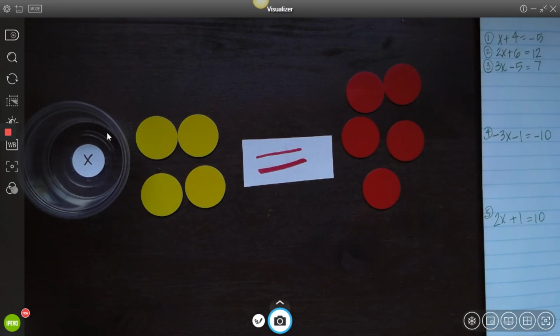Now this is a simple one-step equation, so really they're just learning to use the manipulatives. And so on this, I would just ask, what would we do to each side in order to solve the equation? And the response from that we're going to want to get will be to subtract 4.